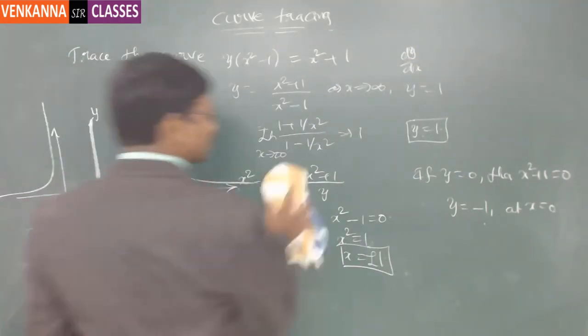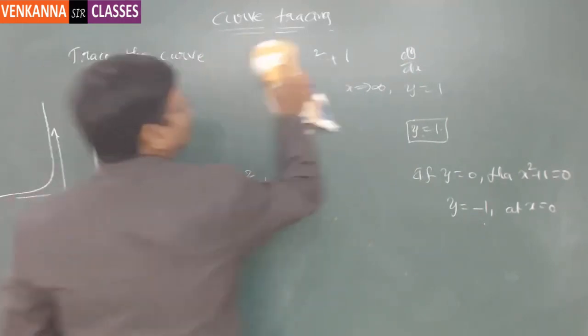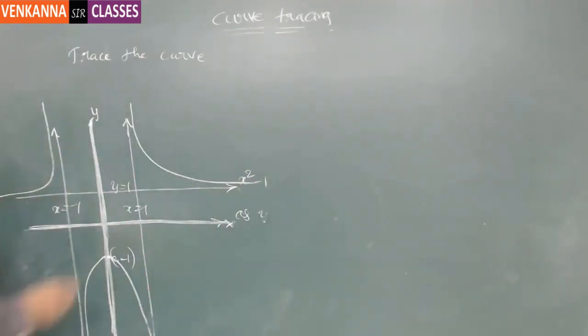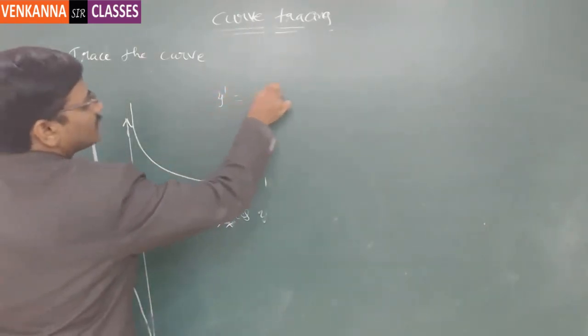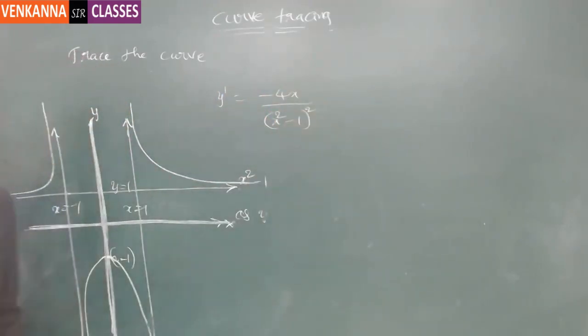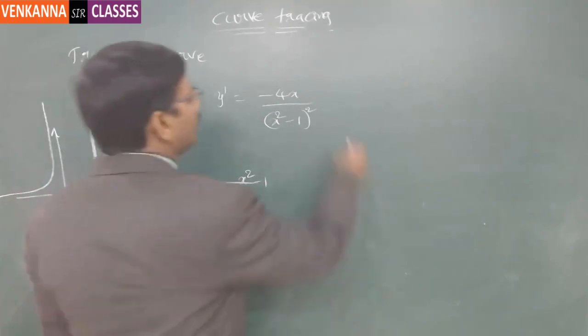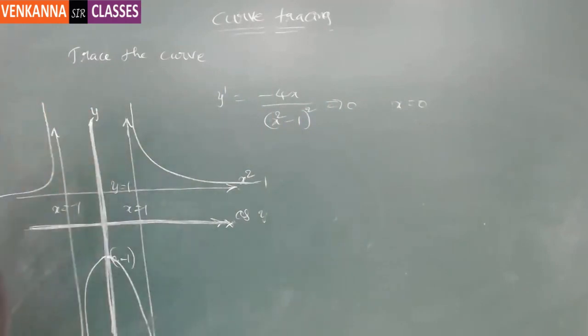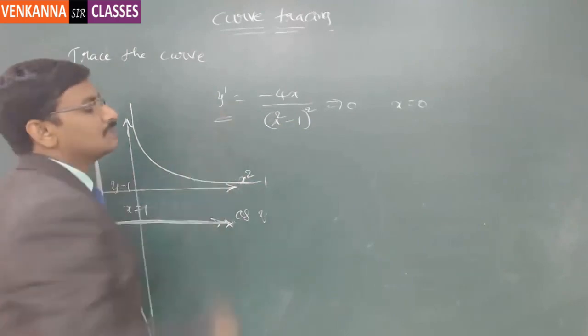So the derivative of the function, y dash is equal to minus 4x by (x square minus 1) whole square, I think, right? Yeah, minus 4x by (x square minus 1) whole square. And then if this is equal to 0, then x equal to 0. Got it? So x is equal to 0 is the point where the y dash value is coming out to be 0.